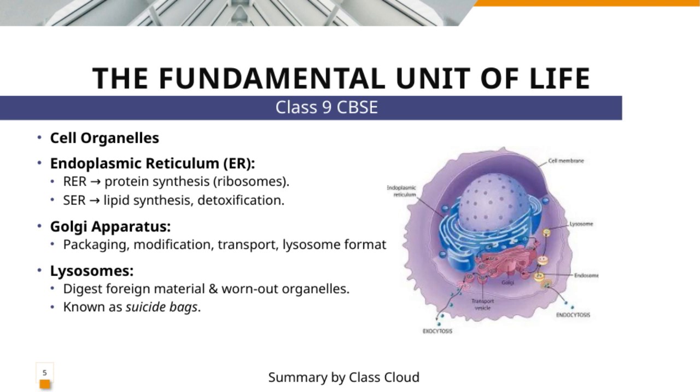Next, we have the Golgi apparatus. Think of it as the cell's packaging and shipping center. It modifies, sorts, and transports proteins and lipids to their destinations. It also plays a role in forming lysosomes, which are crucial for cell cleanup.